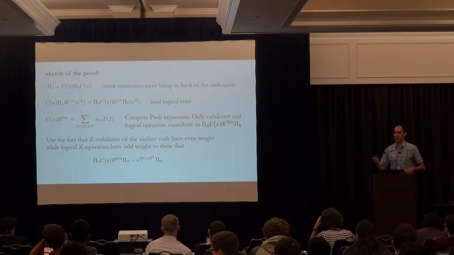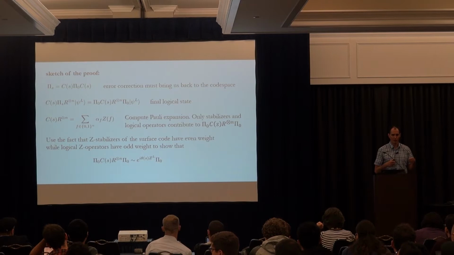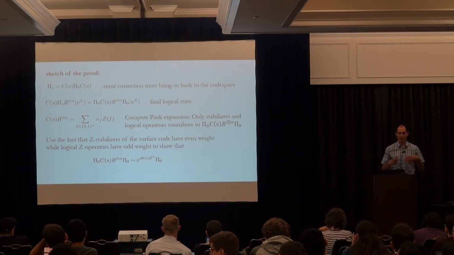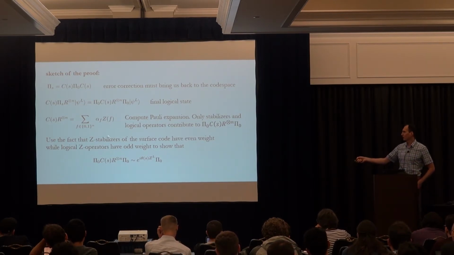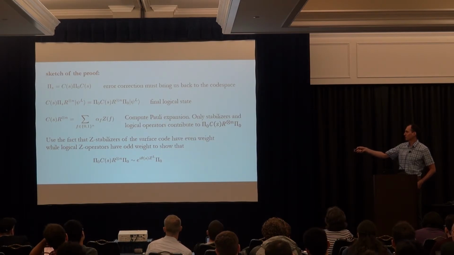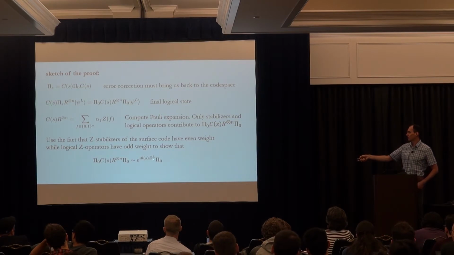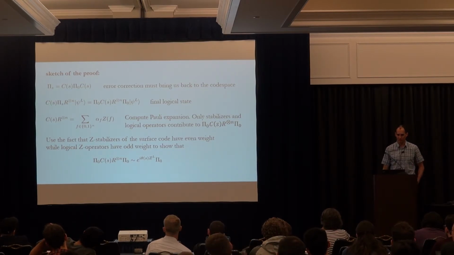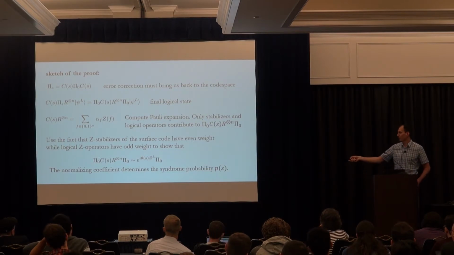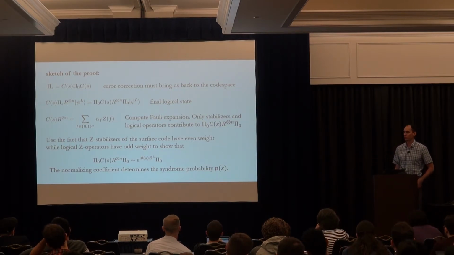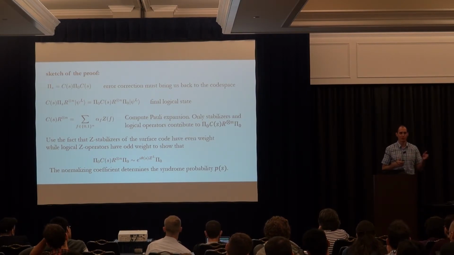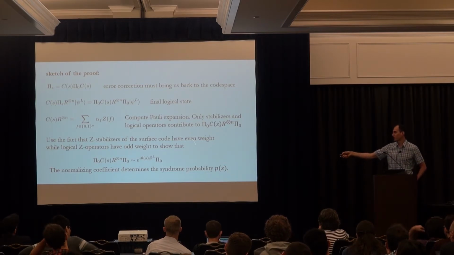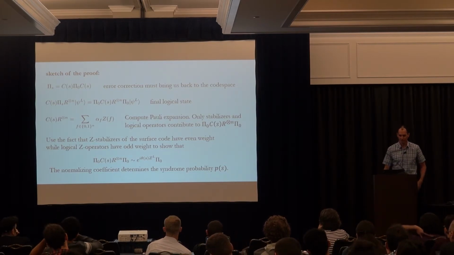We use the fact that Z-type stabilizers of the surface code have even weight, whereas logical Z-type operators have odd weight. Using this fact, you can check that if you sandwich this operator between code space projectors, you get some Z-type logical rotation. The normalizing coefficient here determines the syndrome probability. There is nothing special about the surface code here except for the fact that these stabilizers must have even weight.